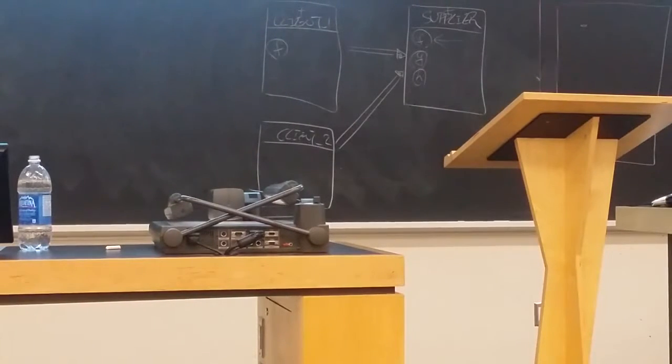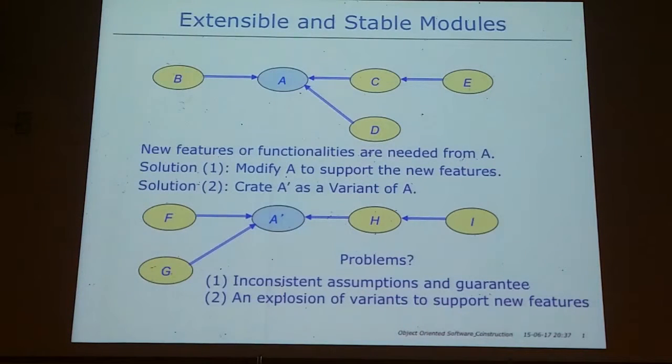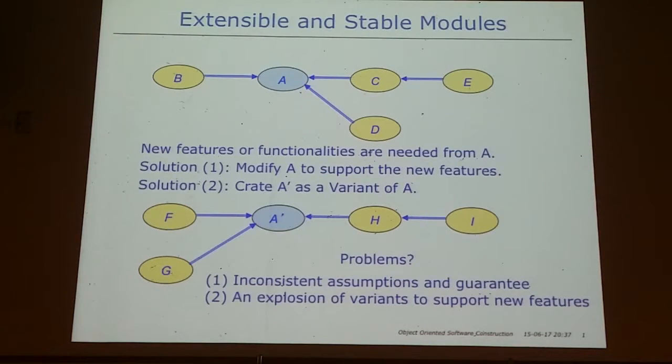Okay, now, that's the problem for the first one, if you simply modify the original module or the class. Now for the second solution, if you simply create a copy of A, which looks almost exactly the same, but you just modify something there. Now the problem is, as you have new clients, each one of them requires something a little bit different from the existing variants. You just have to keep creating the variants.